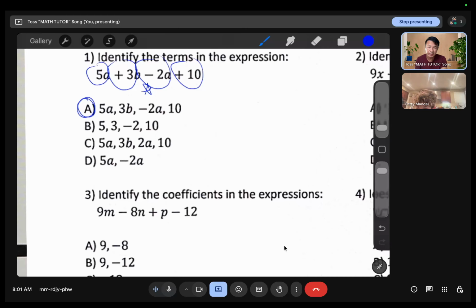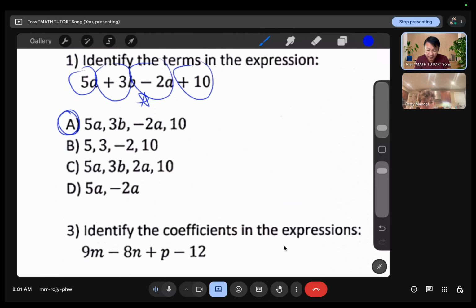All of them, including the number kind, the 10. Everything that's being added or subtracted. Now, what about multiplication? It's a little different. They normally will never ask you when it's grouped in parentheses or anything. However, there's multiplication already involved. It's a 5x, a 3x, and a negative 2a. That's 5 times a, 3 times b, negative 2 times a. So it's already embedded in there, so I don't think you should worry.